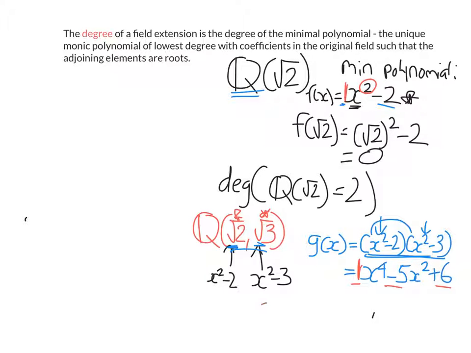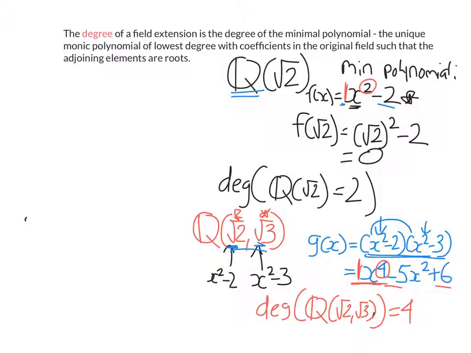So the degree of this field extension, again, is the degree of the minimal polynomial, and the degree of the minimal polynomial here was 4, highest power was 4, so the degree of the field extension is 4. Unfortunately, sometimes you will adjoin an element to a field that is not the root of a polynomial with coefficients in that field. So that's what transcendental numbers are.